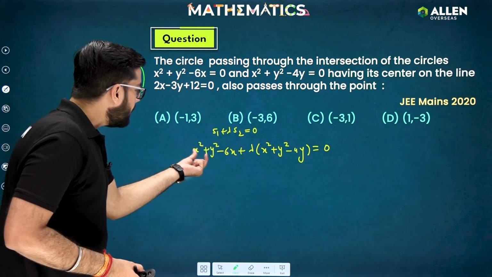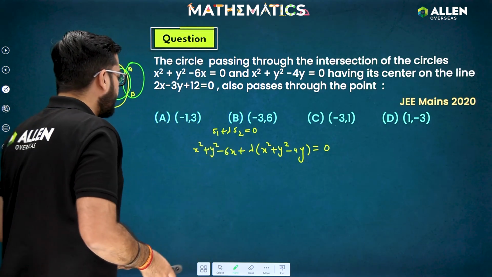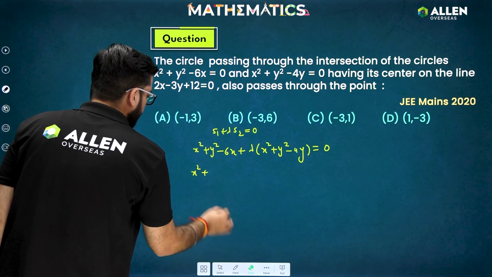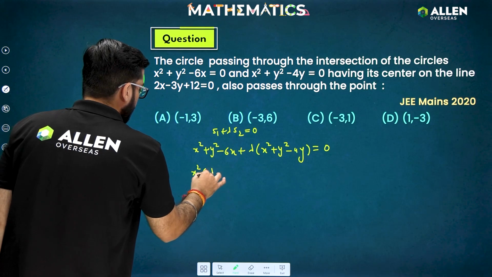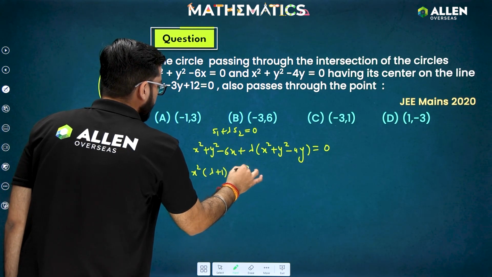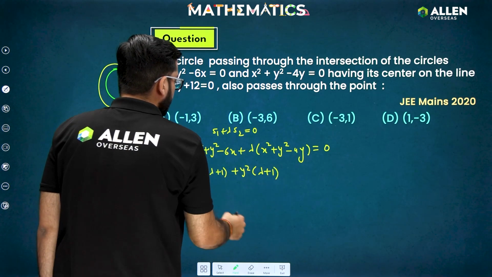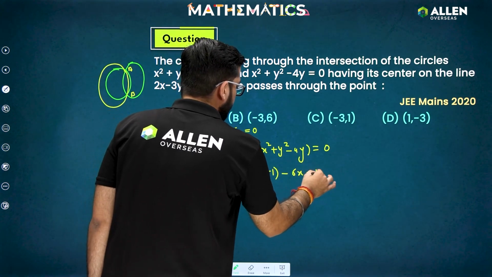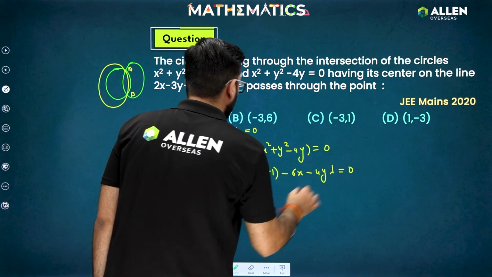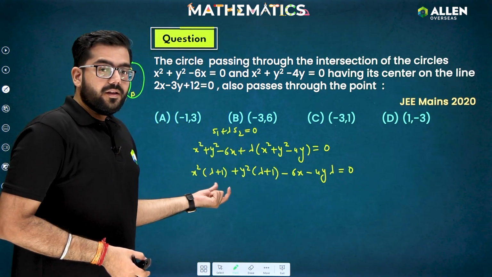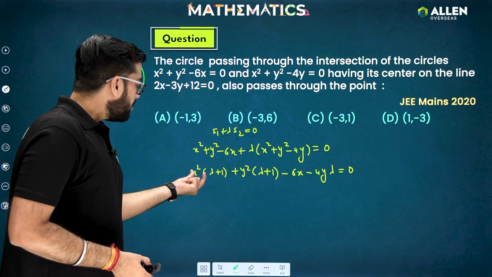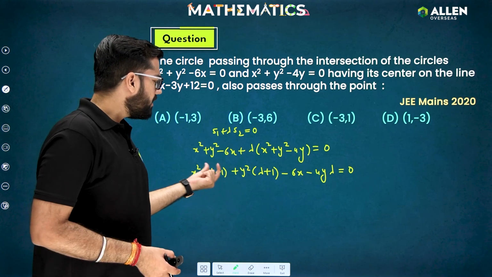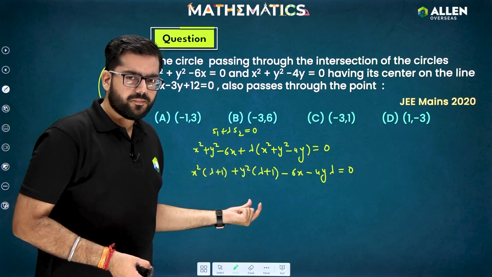Here you can simply take x square as common, then you have lambda plus 1. Now y square you can take common, again you have lambda plus 1, minus 6x is there, and then minus 4y lambda is there. Now obviously, as usual, we have to make the coefficients of x square and y square the same. So for this, I am going to divide this complete equation by lambda plus 1.